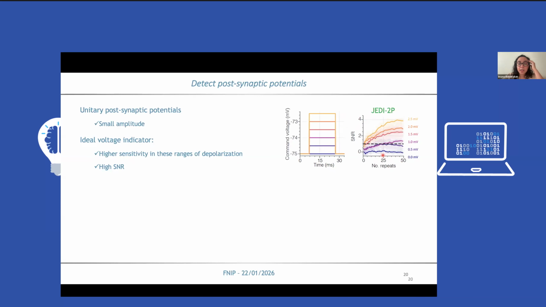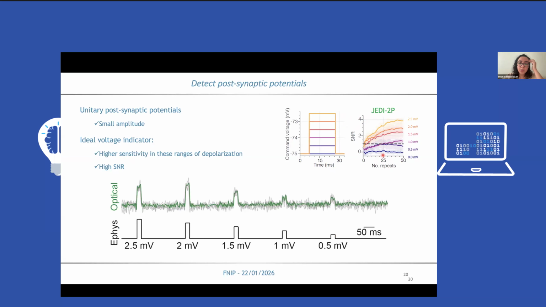So we have been testing many different indicators from our collaborators. Here is one of the last ones that we tested. This data is very preliminary, but here we showed that after 25 repeats, we were actually able to resolve 0.5 millivolts. We think we could go even lower, but we still haven't done the experiments. So we will have to see, but this is very, very promising.